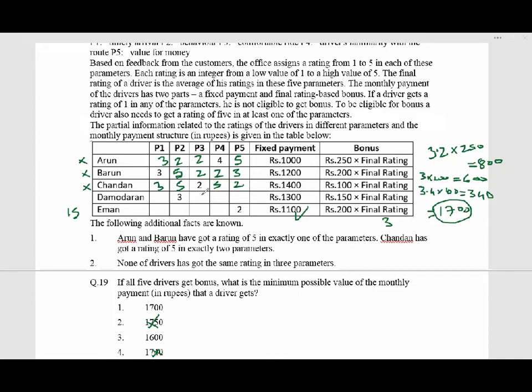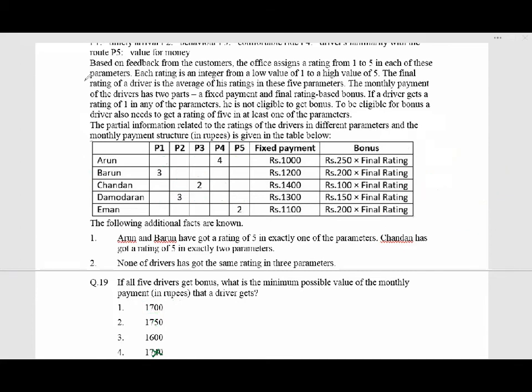Last, Damodaran. Nothing is given about Damodaran. Give him 2 2s, and 1 3. Have to give him 1 4. How much? 14. That means 2.8 into 150. That is 420. Plus 1300, above 1700. So yes, 1700 is the lowest earning. 1700 is the lowest earning.